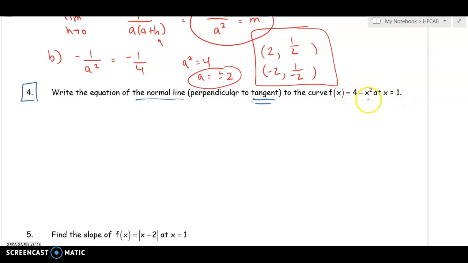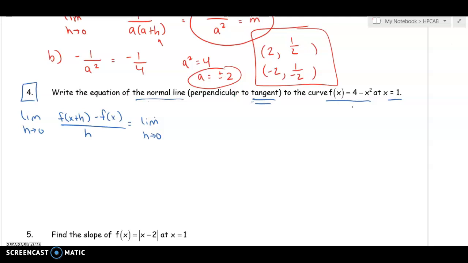Here's the curve. We've got f of x equals 4 minus x squared at x equals 1. So first of all, we're just going to treat it like we're finding the slope of the tangent line. In order to find the slope of the tangent line, we have to do the difference quotient. The limit as h approaches 0 of f of x plus h minus f of x all over h. If you want to, you could plug in x plus h into the function. Since it's at x equals 1, you could plug in 1 plus h into the function. I think we will do that in just a moment.